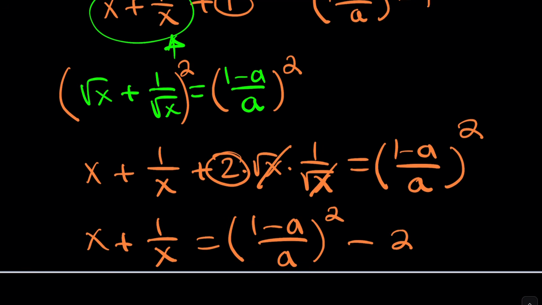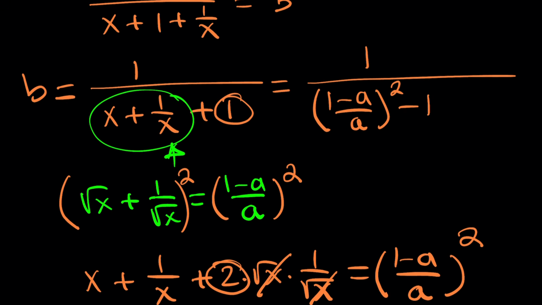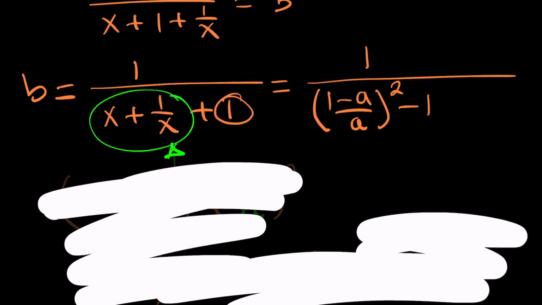If you can do that, that would be awesome. I really appreciate it. But the answer is that, and if you wanted to simplify this more, you can square this, subtract 1, make a common denominator, flip it, and get the answer. So let's do it. Why not, right? Since we already got the answer this far, let's go ahead and finish it up and get the final answer.